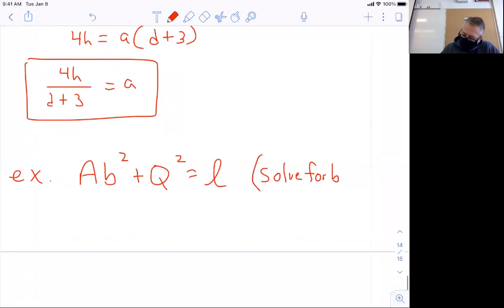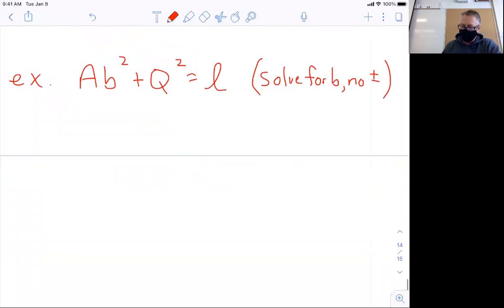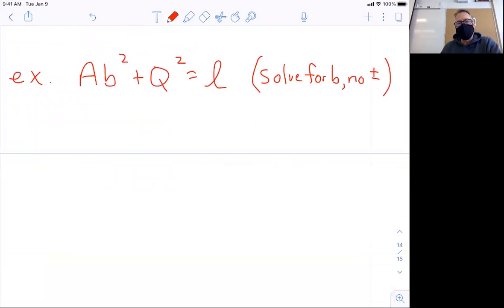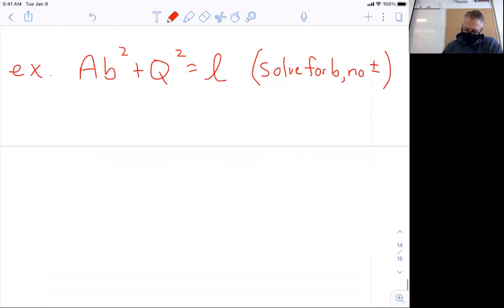Because it's a b squared, I can already see we're going to have to take a square root. So we're not going to do the plus or minus thing; I'll explain that in just a minute. When we take the square root of both sides, we're just going to stick with the principal root, or the positive root. We want to solve this for b.